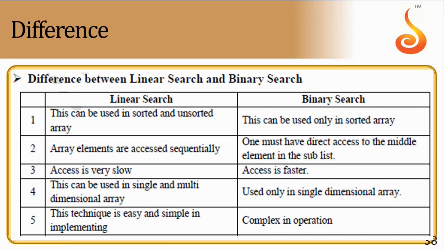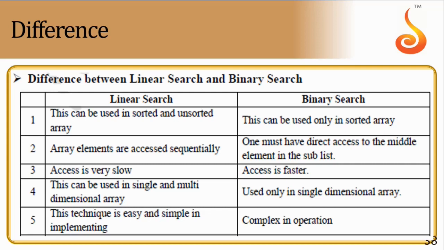You cannot use binary search on an unsorted list, whereas linear search can be used on either the sorted or the unsorted list. That is, as the user enters, you are not asking the user to enter it in any order.